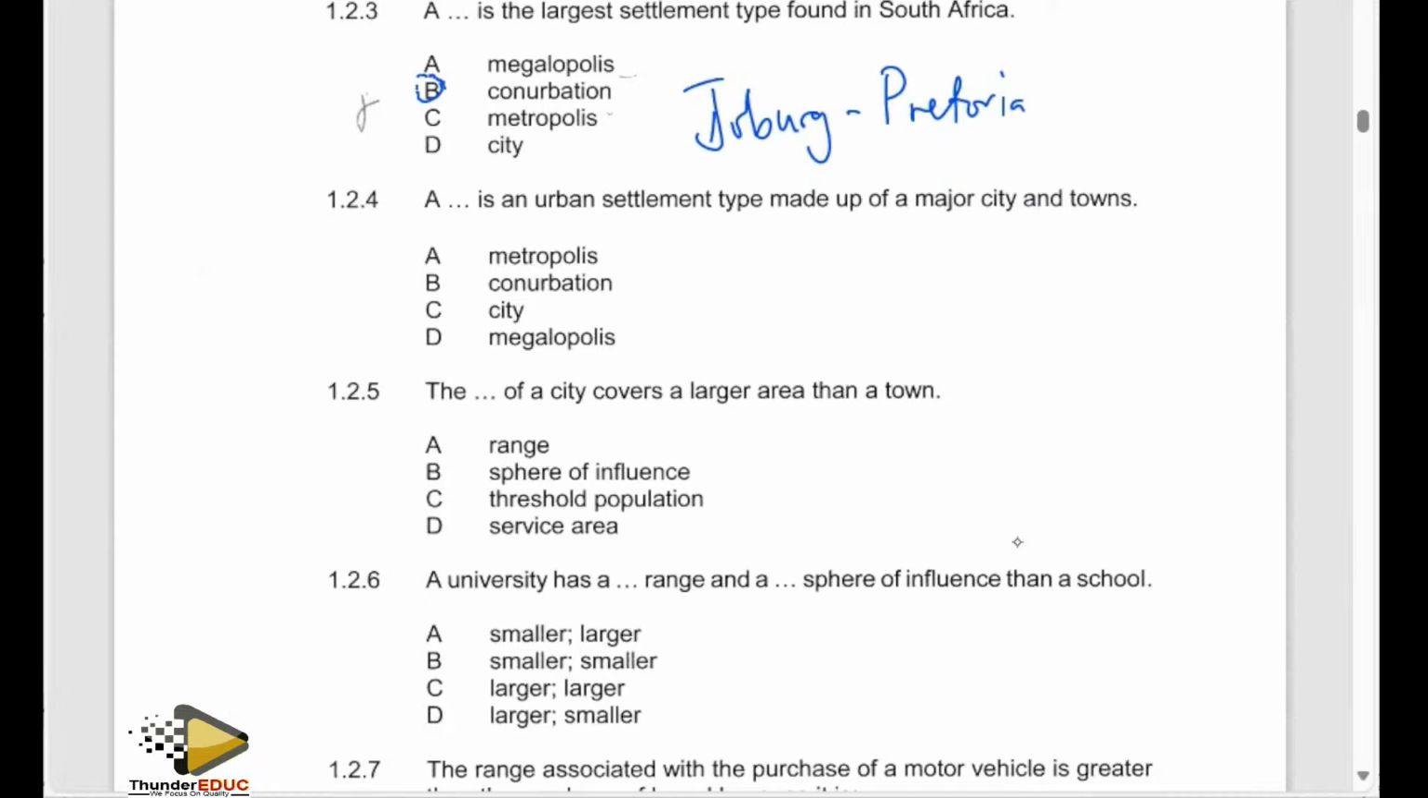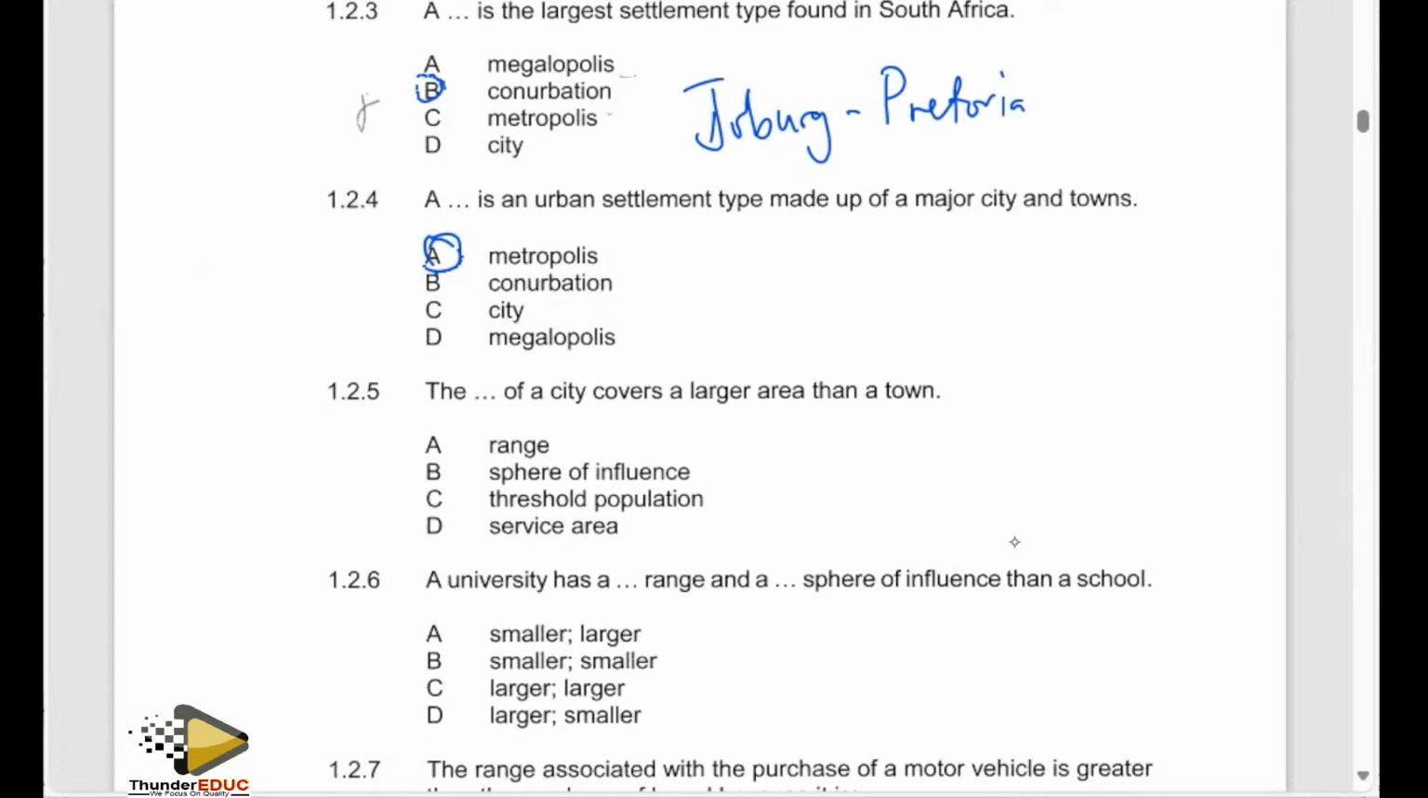Next question, number 124. The question says dash is an urban settlement type made up of a major city and towns. There's a major city and surrounding towns which are under the jurisdiction of the major city. What kind of urban settlement is that one? The correct response is a metropolis, which is A. Right, move on to the next question.